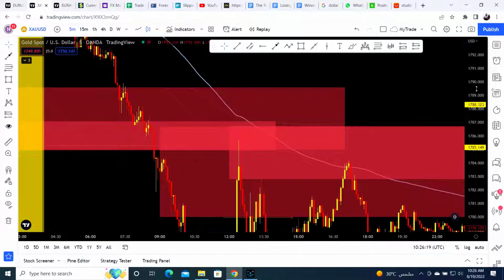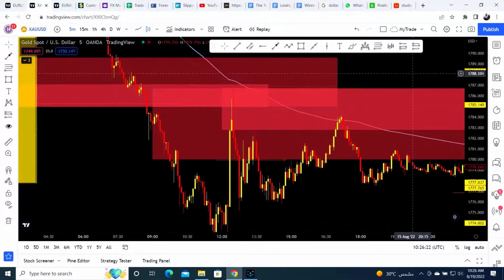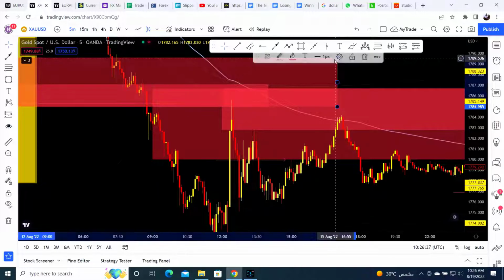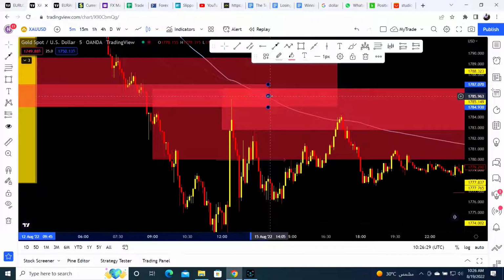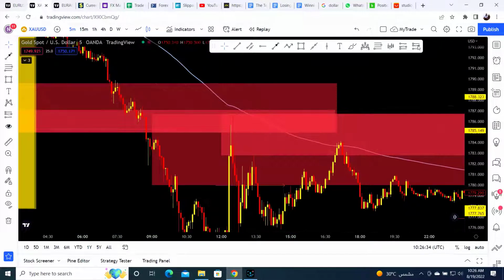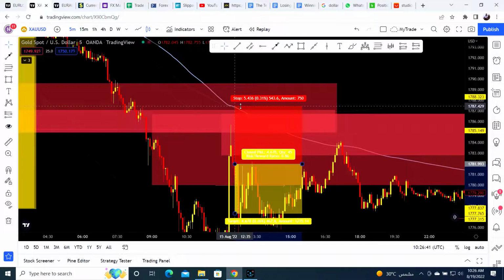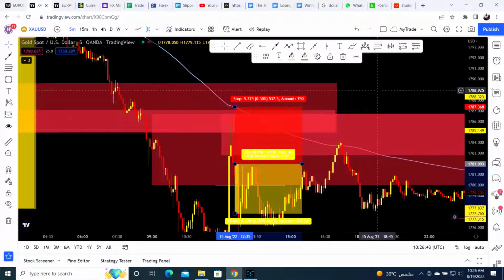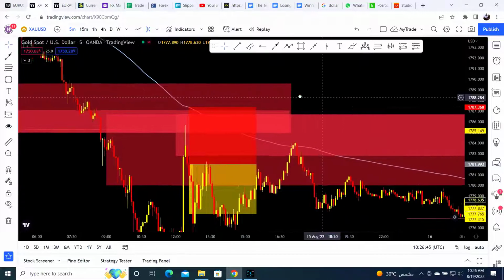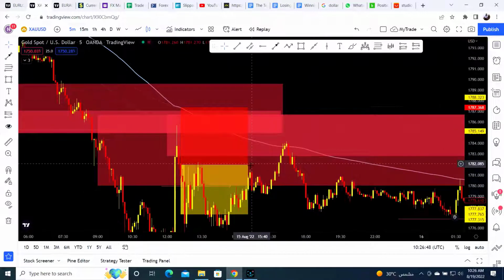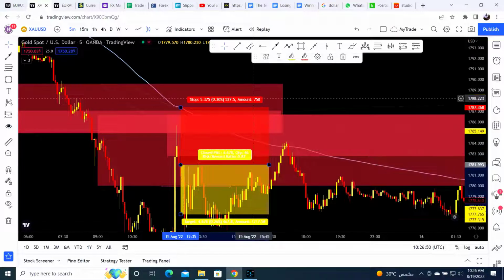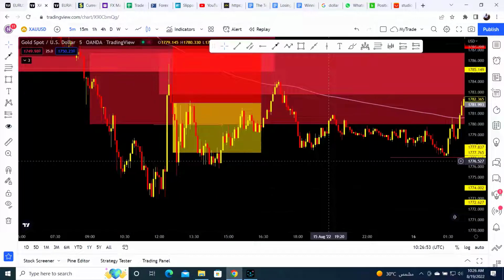Then price came back to test the block here. There is the 1 hour one, and there is the 15 minutes. So price came back to test that zone. So if we want an entry, we can place it here. Then our stop loss can be on top of the 15 minutes high. Or if you want to protect yourself further, you can extend it to the 1 hour high.